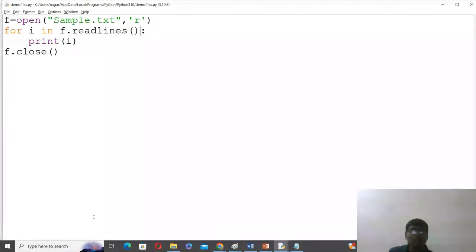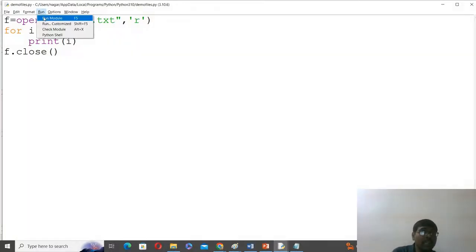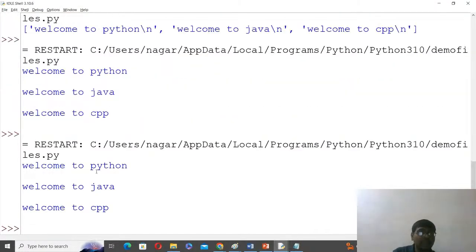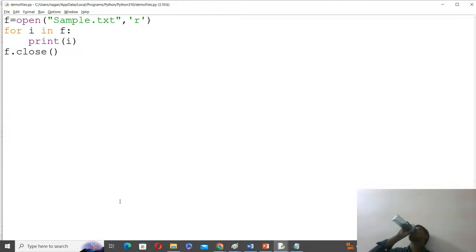Now remember, if you write just f, by default it takes readlines. You no need to type it. Observe the output. Whatever the output we got for the previous, the same output. Observe, same or not? Even though you have not written readlines, the system takes readlines if you give the file object as f. Fine. Now the reading operation is completed.